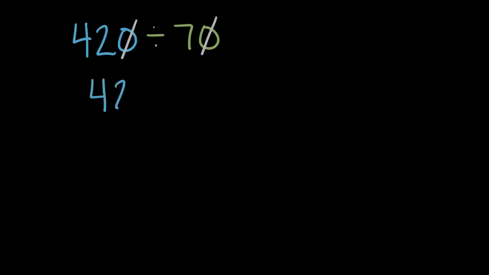Let's try a few more. Let's try one like 420 divided by 70. We can see we have two whole numbers, both ending in 0. So we're going to cancel those zeros. Basically, we're dividing a 10 out of both numbers and end up with a simpler division problem of 42 divided by 7. 42 divided by 7 equals 6. Therefore, 420 divided by 70 also equals 6.